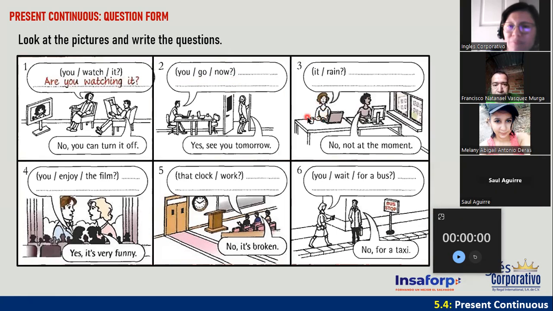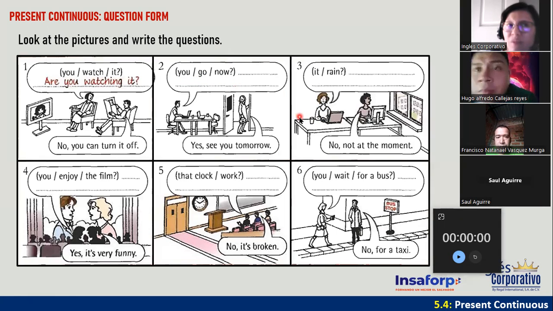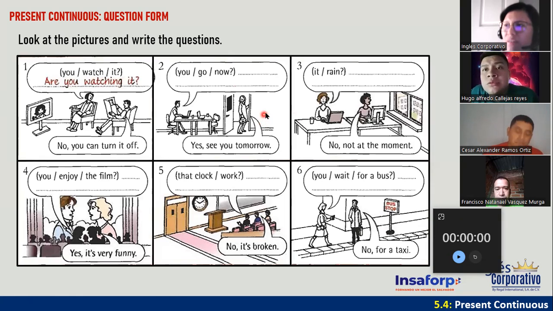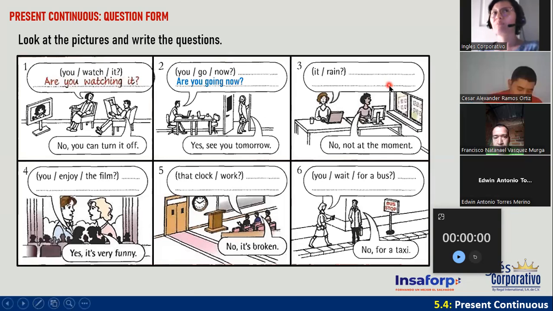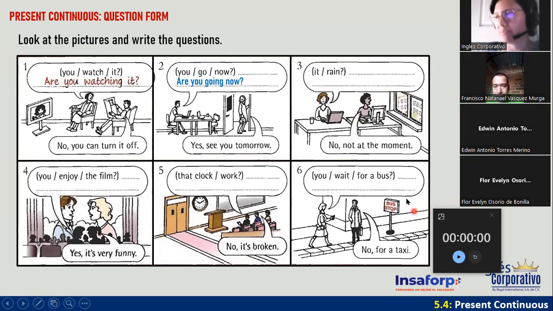You going now? Are you going now? Ah, okay, ahí sí, ¿verdad? Porque escuché la primera, pero no tenía el verbo to be. Sería, are you going now? Yes, see you tomorrow, right? What about number three? Repitan. Muy bien. Is it raining? No, not at the moment.